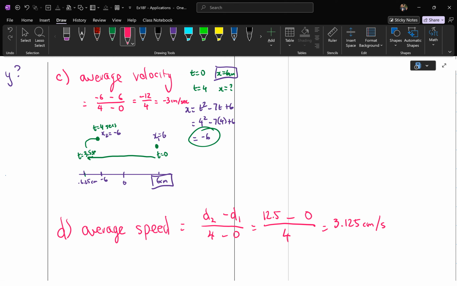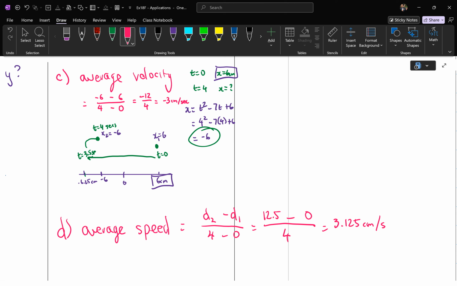Okay, so when you're working for average velocity, you're looking for total positioning, starting position to final position. When you're looking for speed, you're looking at your starting distance to your final distance. Okay, that's the main difference between the two.